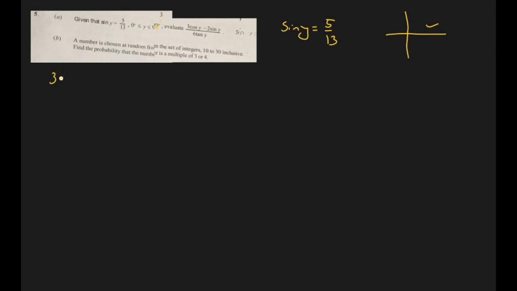So we want to evaluate this: 3 cos Y minus 2 sine Y over 6 tan Y. So we are focusing on a part only. We know sine Y, but we don't know cos Y and tan Y. In such a case, what should you do? Draw a right angle triangle.